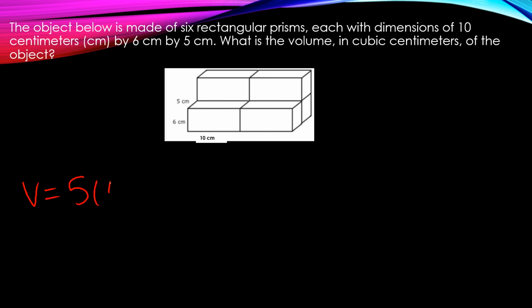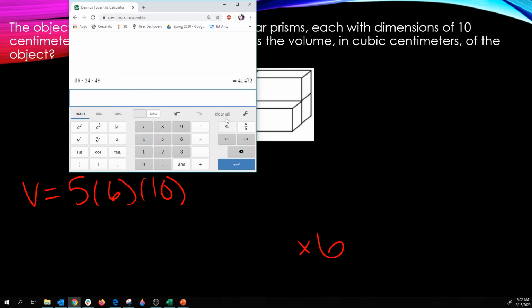So 5 times 6 times 10. And then once we find that volume, we are going to multiply it by 6, because there are 6 of these shapes. So I would have 5 times 6 times 10. And then I would take that 300 and multiply it by 6 to give me 1,800.